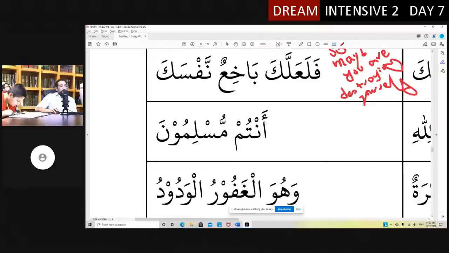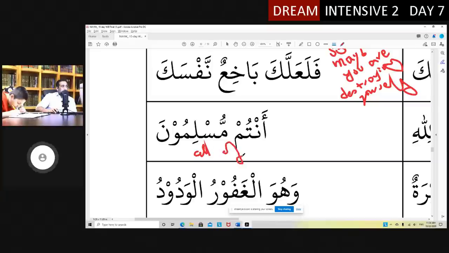You see how I'm using those hints? Okay. Antum Muslimuna. Can you guys discuss with each other which hint should I use? What kind of word is antum? Pronoun. Okay. Which hint should I use? Number one. So what does antum mean? Antum, antuma. All of you. So all of you are Muslim. Excellent. That's it.